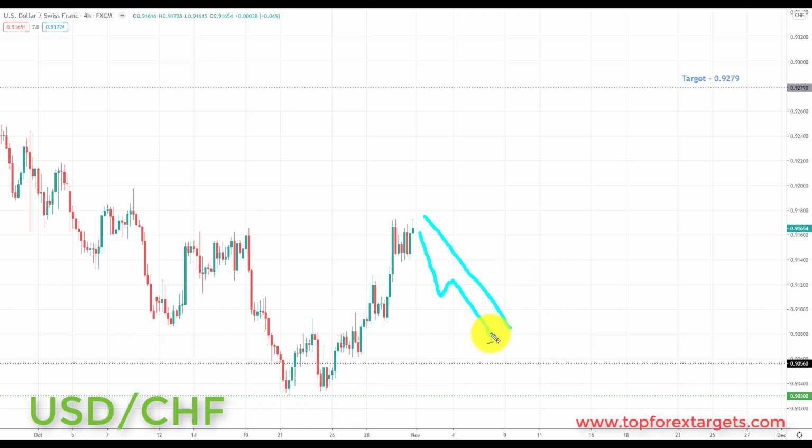And if we start to reverse in this area, we're going to be looking at initiating longs up towards the next key of resistance to the upside and the target set at the 0.9279.